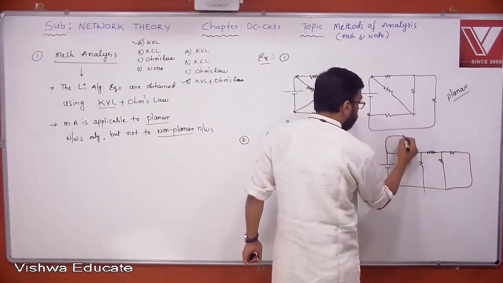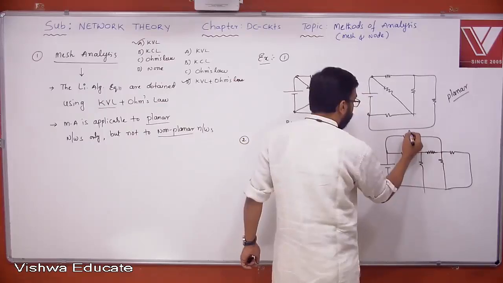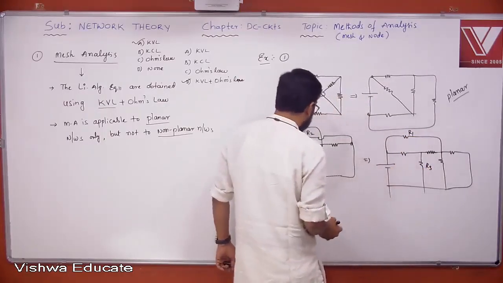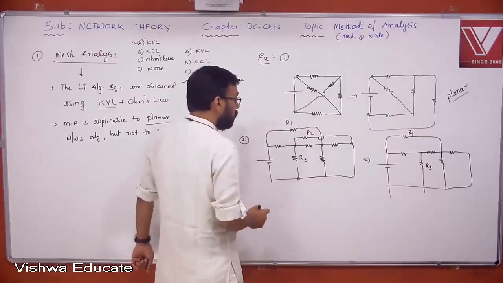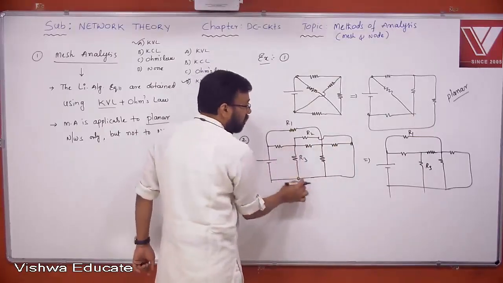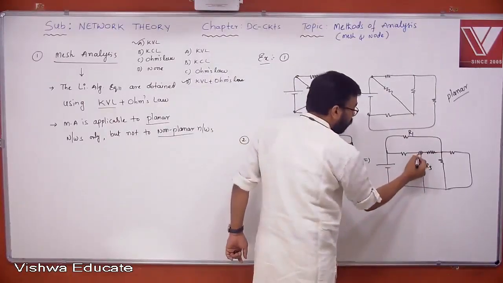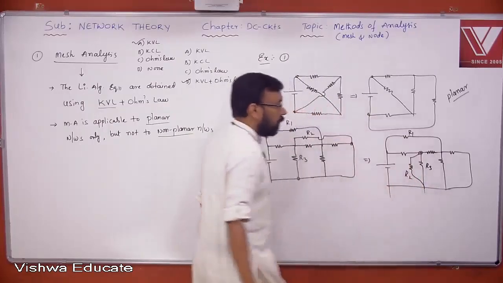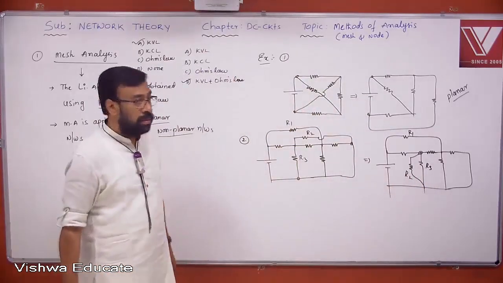Look at this. This is what actually there, R1. Now this is R3, right? Okay. R3. Now R2 I would like to construct across R3 only. Do you have any objection? This is R2. Hope you understand the point now.